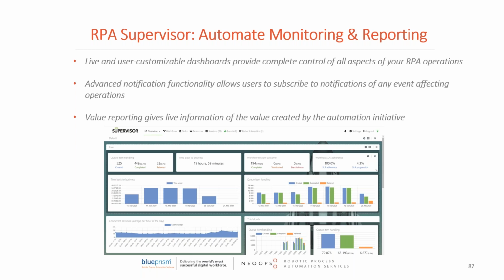There is also advanced notification, which allows users to subscribe to notifications of various events affecting your operations. And as I said, the reporting is very easy and out of the box. So you just look at this, you can present it to your business users, you can give access to your business users, and they can see on their own what the robotic workforce is doing.